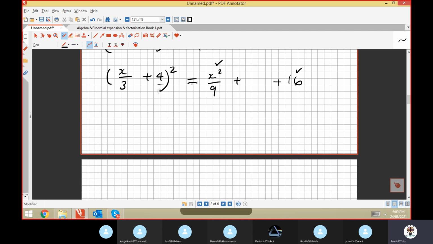But the way you're multiplying it is incorrect. The way you've multiplied is wrong. Anyone know what the middle should be? I'll give you a clue: 2 times inside. Not much of a clue.